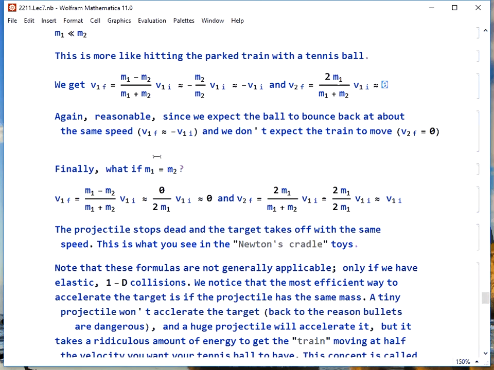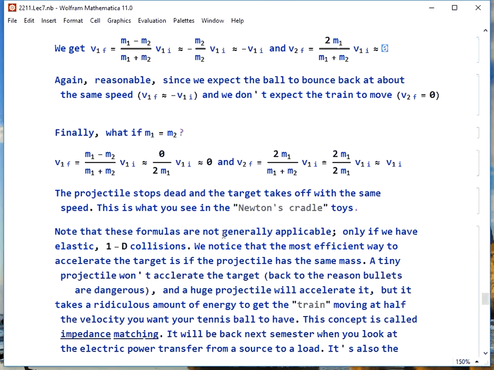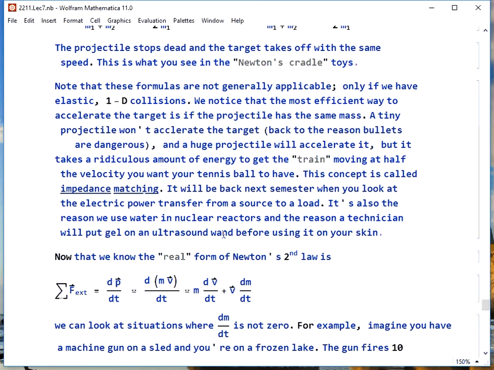One more special case, what if the two masses are the same? Then we get V1F is 0 and V2F is V1. So the projectile stops dead and the target takes off at the same speed. You see this sometimes in pool. You see this with the Newton's Cradle toys, the collection of little spheres on strings that you pull a couple back and they start clacking back and forth.